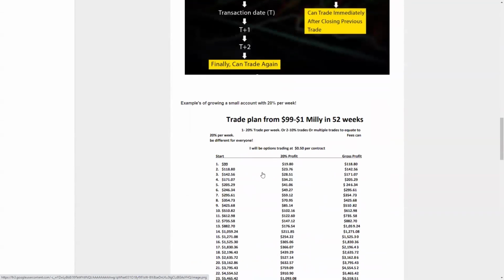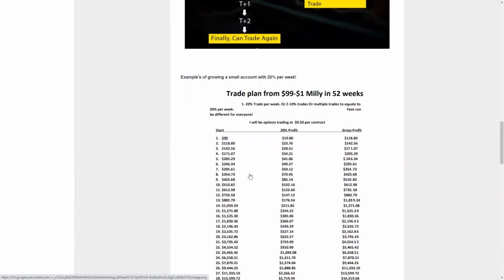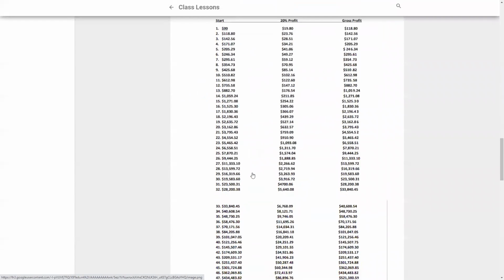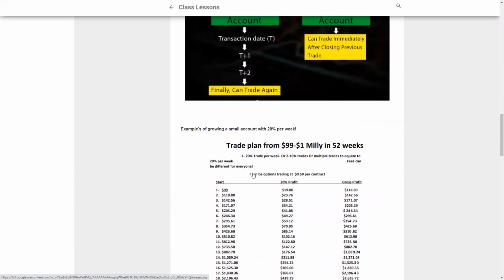Now, here's an example of growing a small account with 20% per week. I've got it broken down from 99 bucks all the way to $1 million here. And we're actually going to be doing this $100 challenge, or $99 challenge, starting in January of 2021. So guys, if you want to join us on this, we're going to live trade it. Instead of doing 20% a week, we'll probably try to do 10 or 20% a day if we can find good setups to do it, because you have to be very careful. This is all going to be done on a cash account.